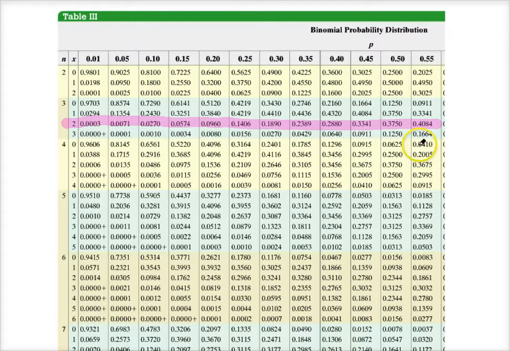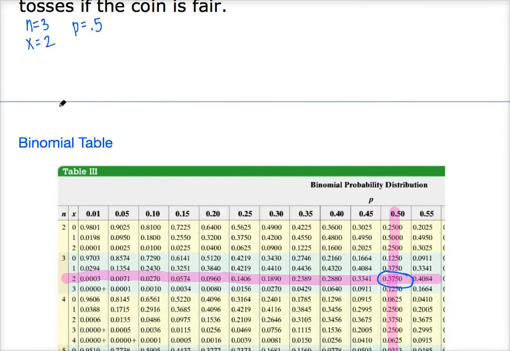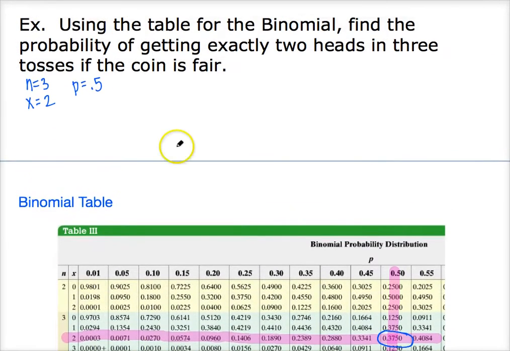Then we need to consider our probability of success. Since the probability of success was 0.5, we're looking at this column. Where those two intersect gives the probability of exactly 2 heads out of 3 trials. And this matches what we found using the formula in a previous example.